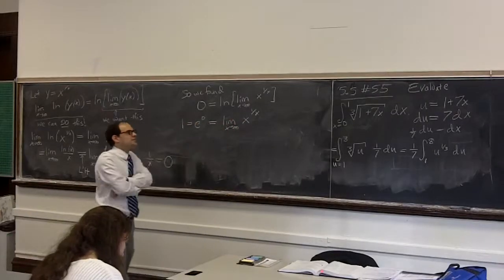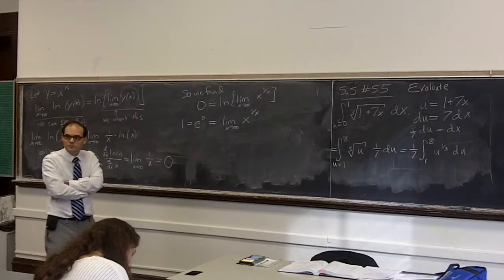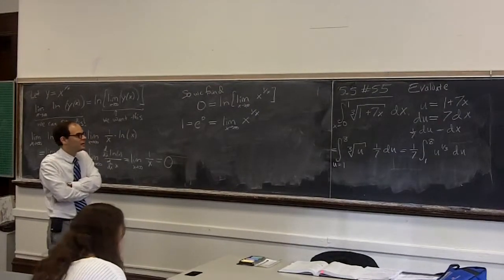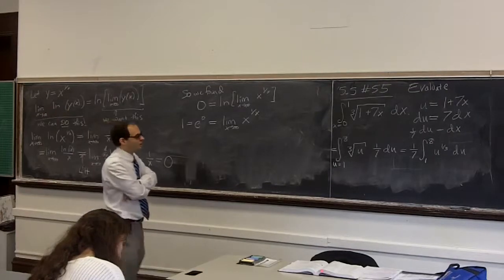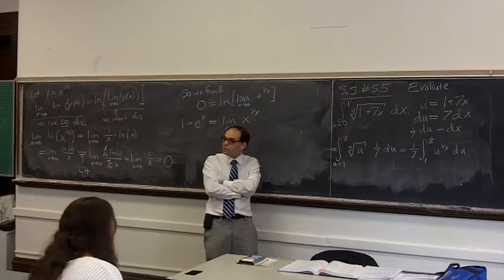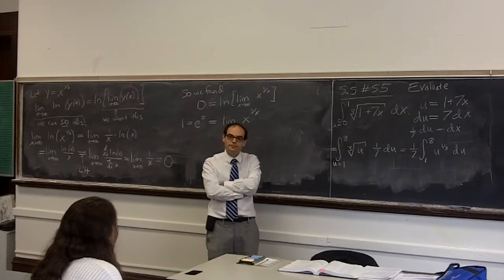Okay, now I want the antiderivative of u to the 1/3. At this point, I could even try to write down the Riemann sum. That's probably a bad idea. So what's the antiderivative of u to the 1/3? Or answer the question, what function do I have to take the derivative of to get u to the 1/3?